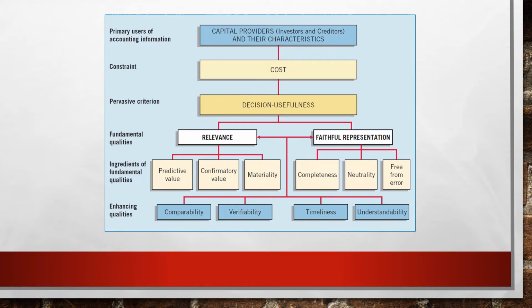As you can see here, for relevance, the ingredients of the fundamental qualities are two: predictive value and confirmatory value, and materiality is included as a subcomponent of relevance. For faithful representation, we have completeness, neutrality, and freedom from error. Also added as components of faithful representation are substance over form and prudence. We have the following four enhancing qualities: comparability, verifiability, timeliness, and understandability, which we will discuss later.